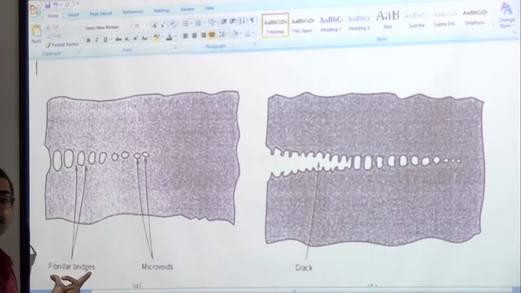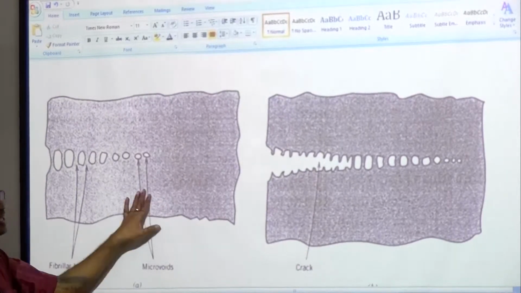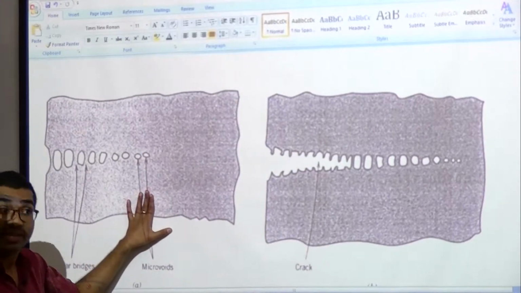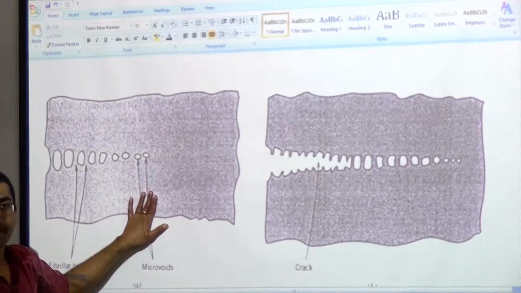I would have lots and lots of fibrillar bridges, and that would inevitably mean that this would be a system that is resistant to cracking, resistant to crazing. So you can make polymers, as a consequence, that are resistant to crazing.